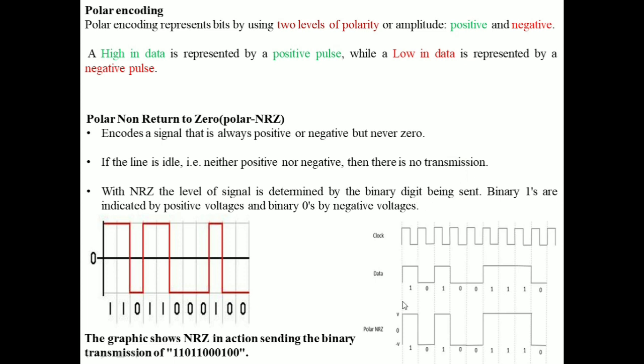If you see here, this is the clock and this is the data representation of the binary bits. For the data bit 1, it gives the positive voltage. For 0, it gives the negative voltage. For 0 it is not giving the value at 0, it gives the negative voltage. Again for 1 it gives the positive voltage, and for 0 it gives the negative voltage. So for 1 it gives the positive voltage value, and for 0 it gives the negative voltage value, but it does not reach 0.